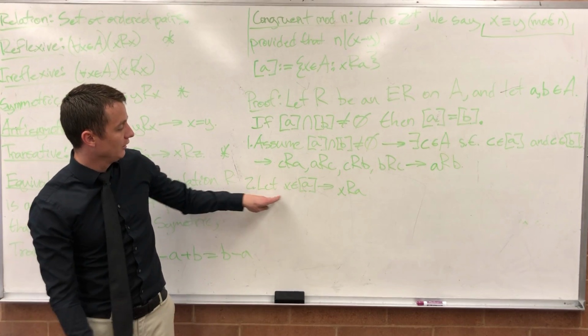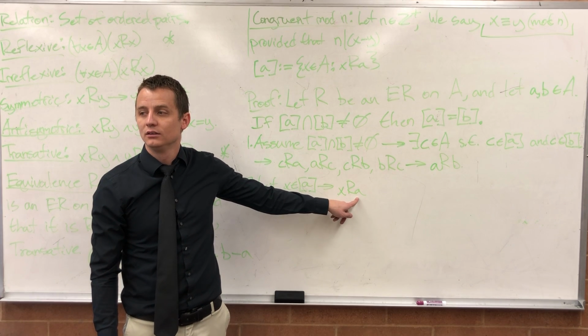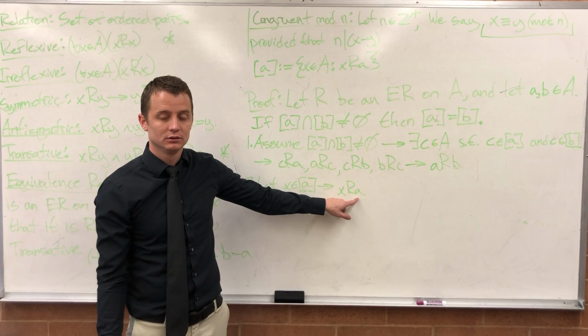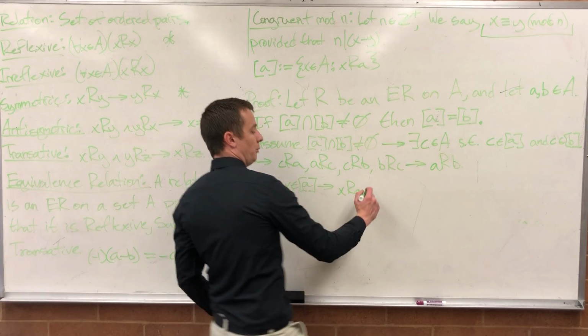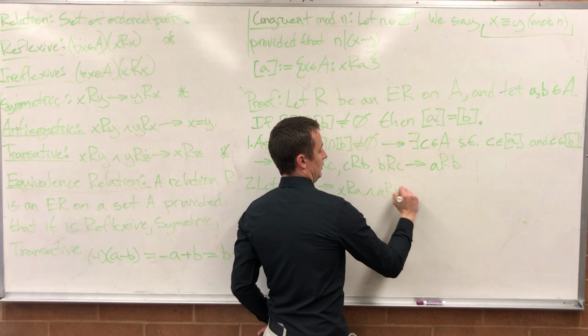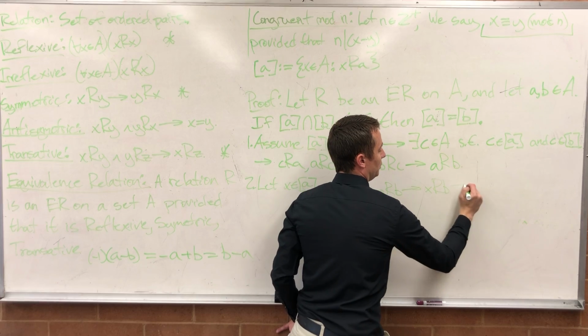Okay, back down here, let x in A's equivalence class. That means x is related to A. We're trying to show that x is related to B. How can we do that? Because x is related to A and A is related to B, then x is related to B. Those together imply x is related to B. X related to B tells us what?